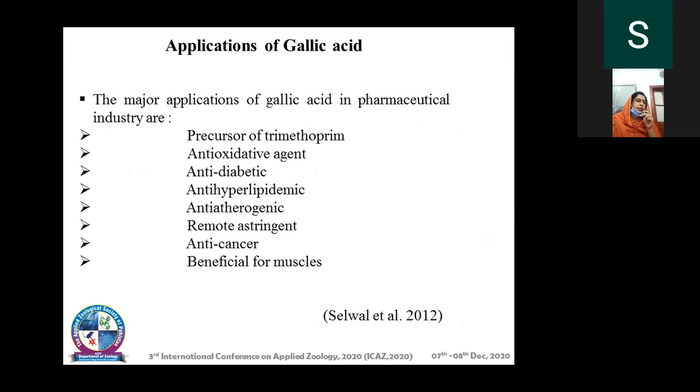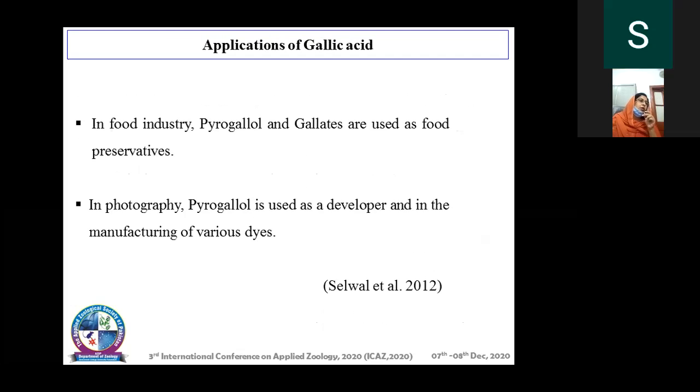The major application of gallic acid is in the pharmaceutical industry. It is used as the precursor of trimethoprim, antioxidative agent, anti-diabetic, anti-hyperlipidemic, anti-cancer, and it is beneficial for the muscles. The majority of gallic acid produced is used in the food industry as a food preservative because of its antioxidant properties. In photography, it is used as a developer and it's also used in the manufacturing of various dyes.